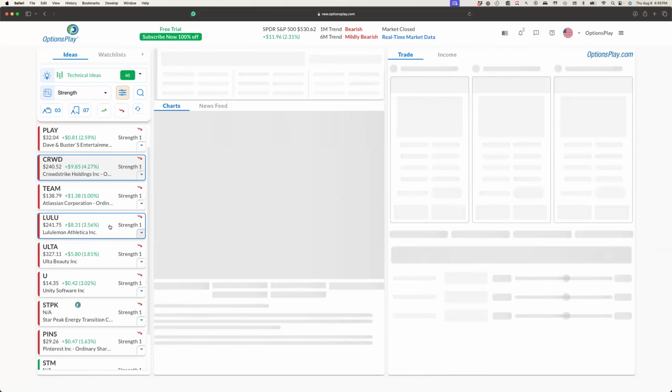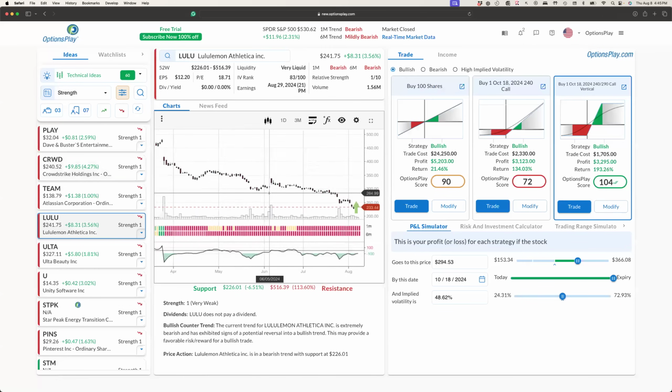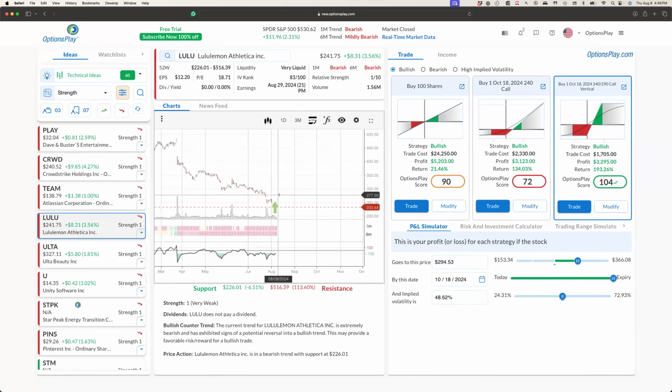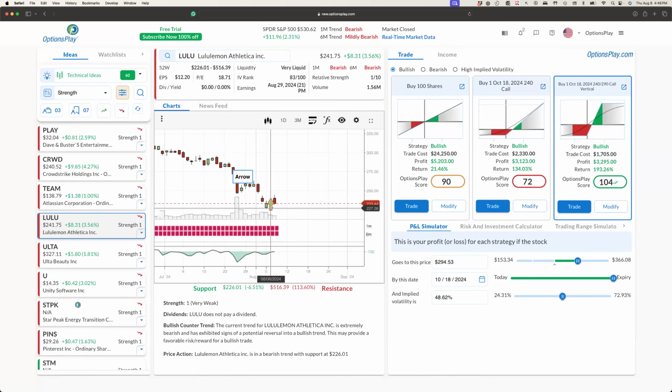I'll take a look at something like Lululemon. We've also highlighted Lululemon recently in our research, trading at a much more reasonable valuation considering this was a $500 stock at the beginning of the year. Now it's trading at roughly 200 or so, 200 and change, 227. It's just starting to move its way up.